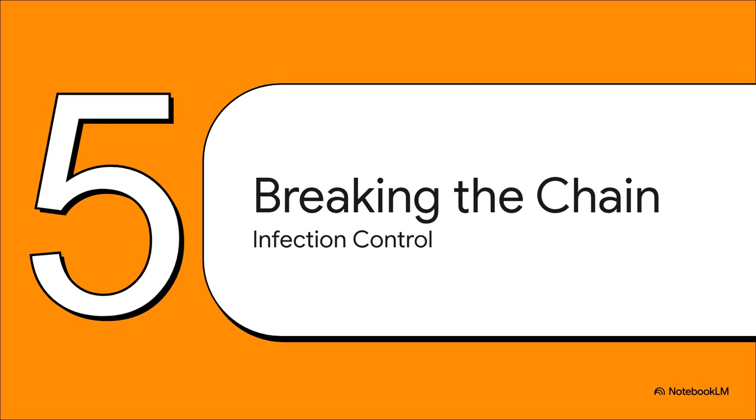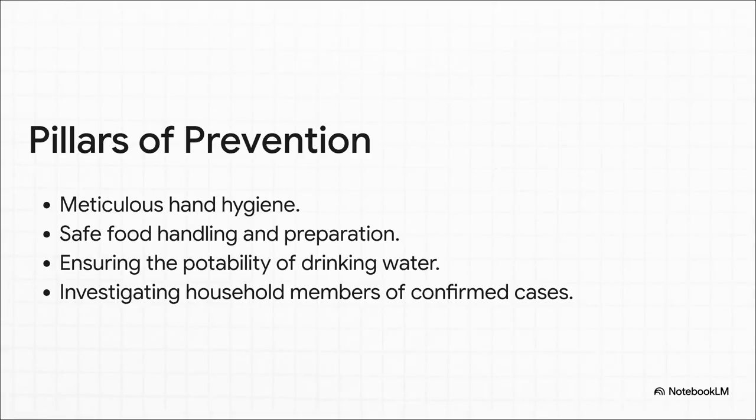Okay, we've talked about treating the patient in front of you, but what about the bigger picture? Section 5 is all about the public health side of things. How do we break the chain of transmission? Prevention really all comes down to one thing: interrupting the fecal-oral route. The pillars are what you might expect: meticulous hand hygiene, safe food prep, and making sure drinking water is safe.